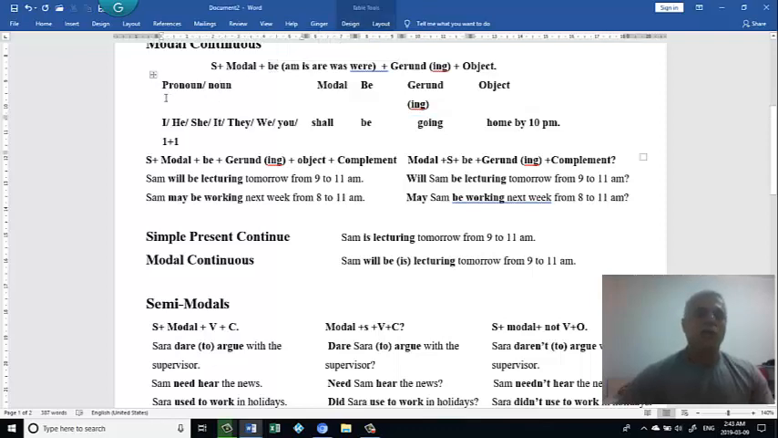Let's look at the sentences. We have a pronoun, then we have the modal, then we have the be, then we have the gerund or ing form, then we have an object. Let's look at the sentences.